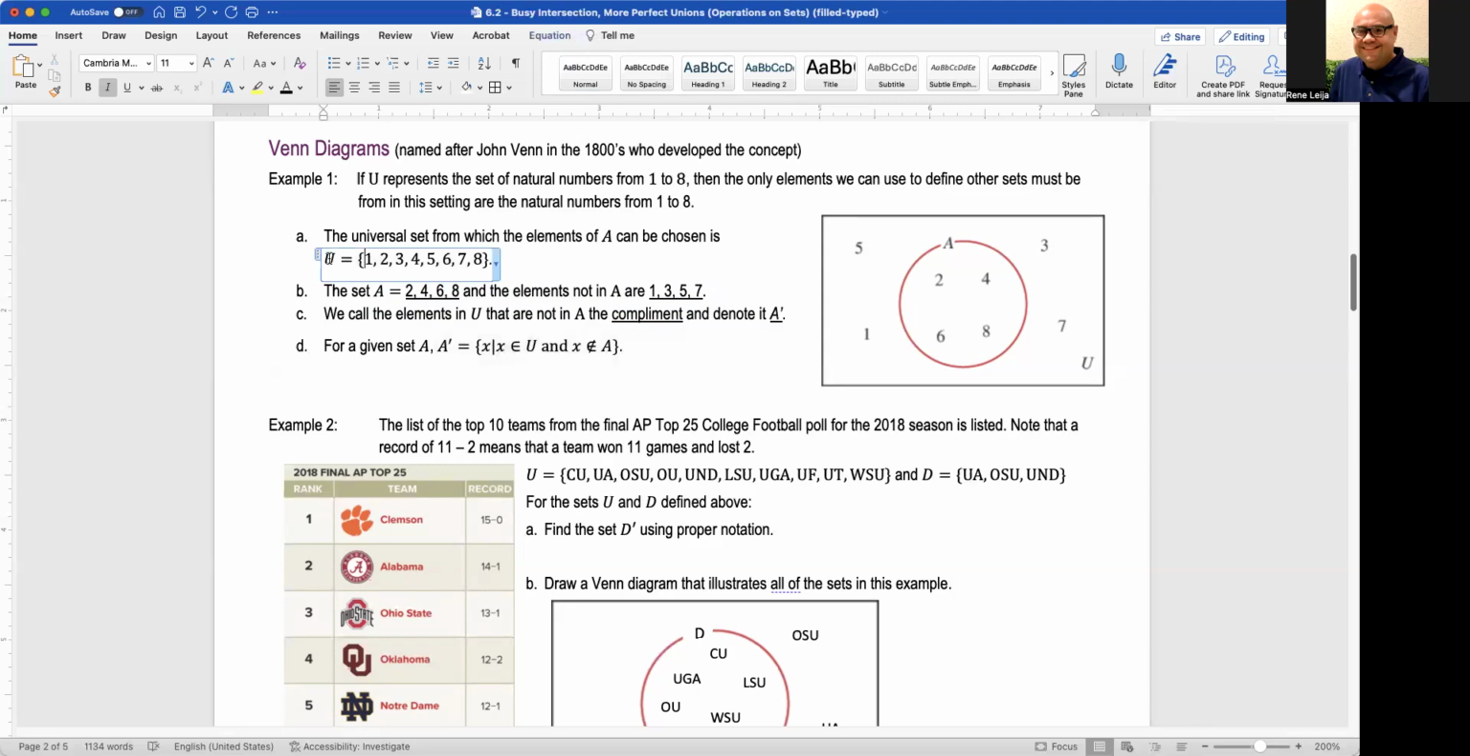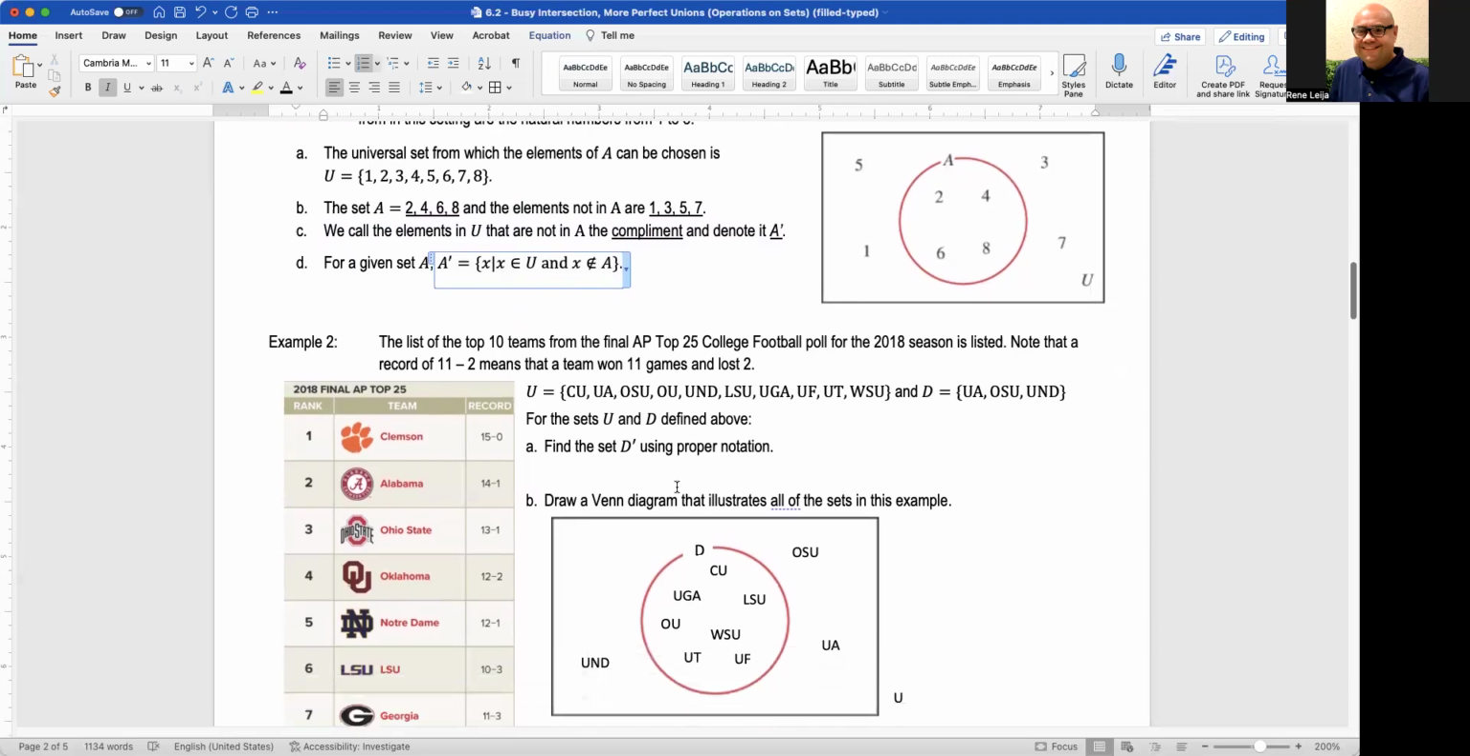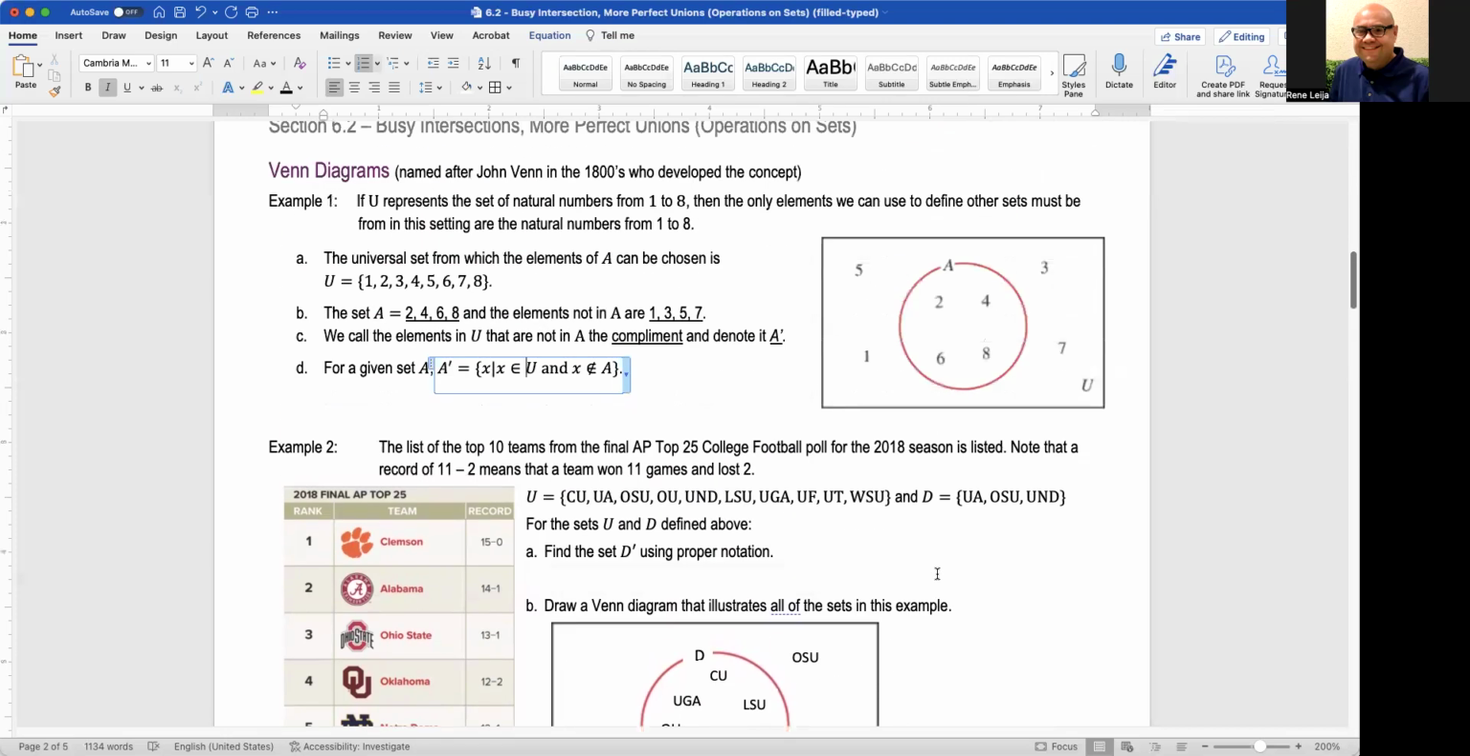X is an element of the universe, 1, 2, 3, 4, 5, 6, 7, 8, which it is, and X is not an element of A. So it's not part of A, but it is still inside the universe, which is 1, 3, 5, 7, and that's the complement. And that's how you write the complement using set builder notation. Okay. Now, these examples I went ahead and typed up, so this is going to go by really quick.